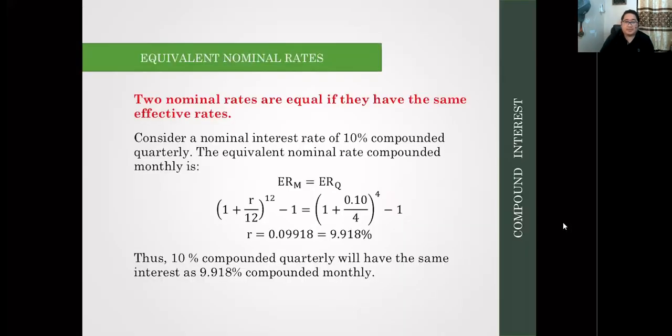So, next are the equivalent nominal rates. This happens when two nominal rates are equal if they have the same effective rate.